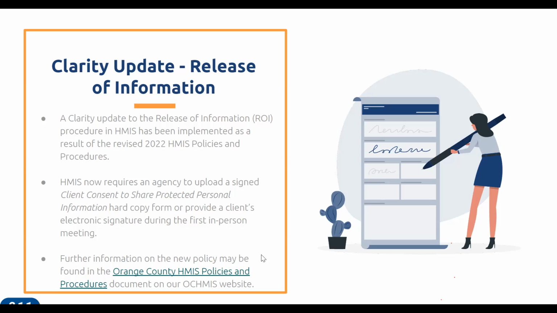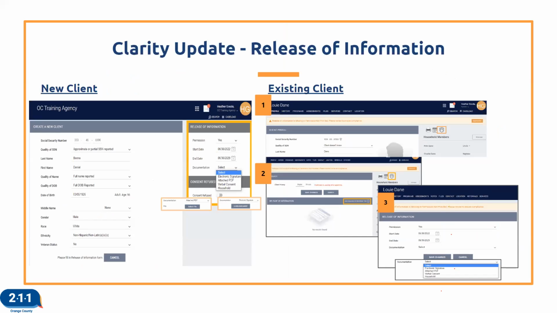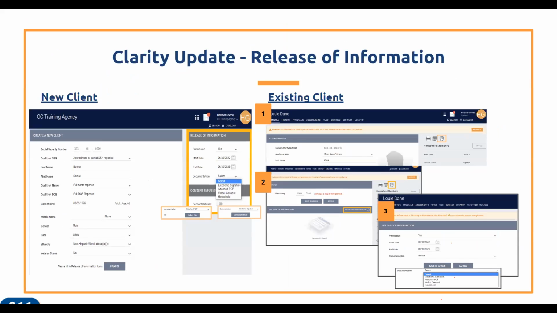Elizabeth, can you advance the screen? We're going to do a quick review of the screens in HMIS for the ROI procedure. So there are 2 methods to add an ROI for a client: when they're new and you're first creating a profile for that client, and when they're existing clients. So for purposes of this review, we'll just be covering when a client is agreeing to consent to share.